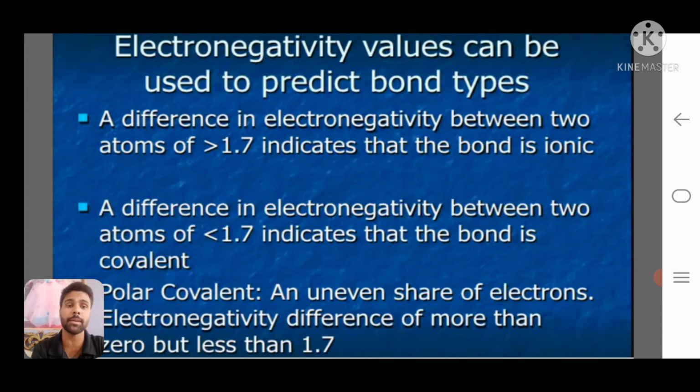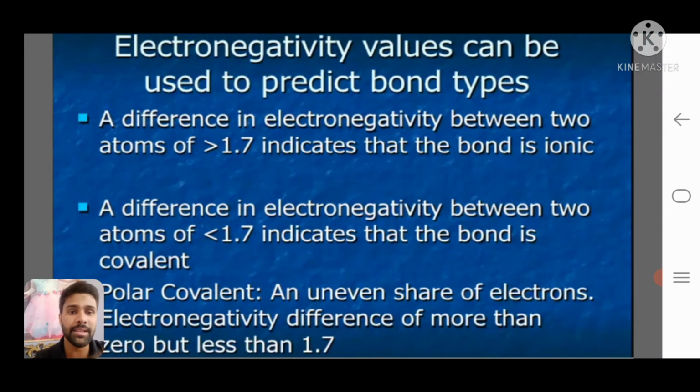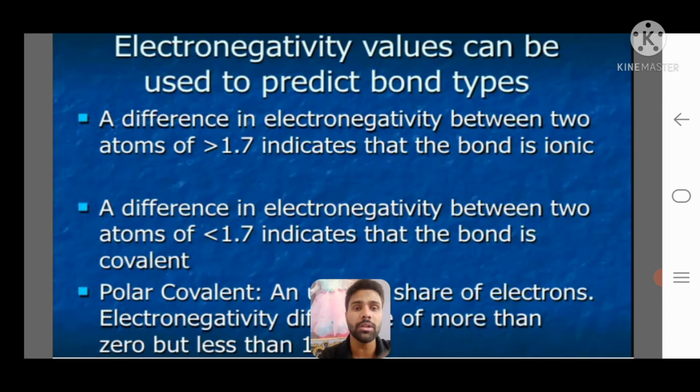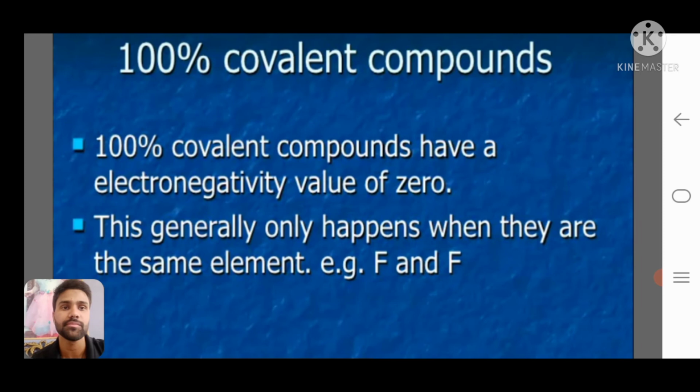The polar covalent bond has uneven sharing of electrons. The electronegativity difference is more than 0 but less than 1.7. If the difference is zero, these are non-polar covalent bonds. This is a polar covalent bond that is less than 1.7.